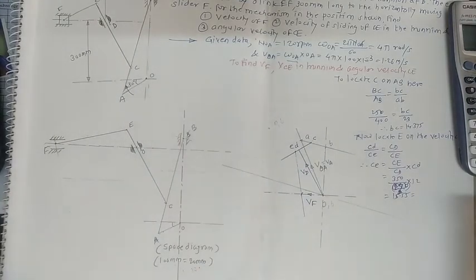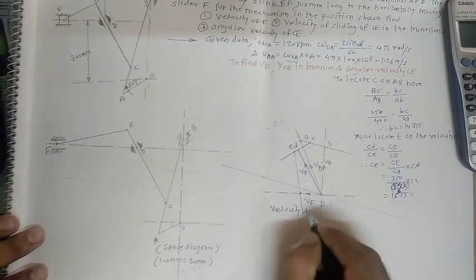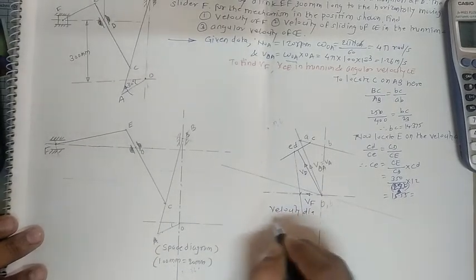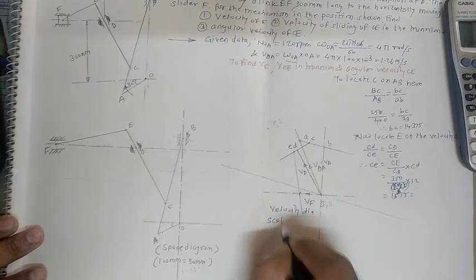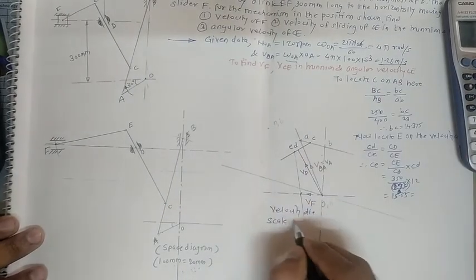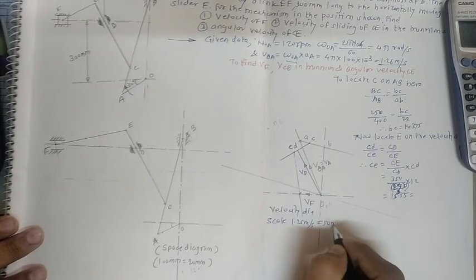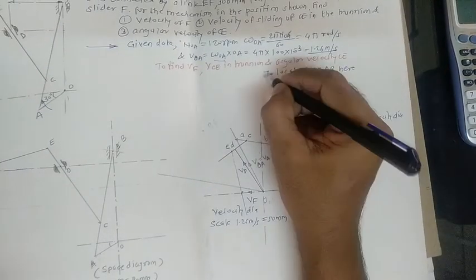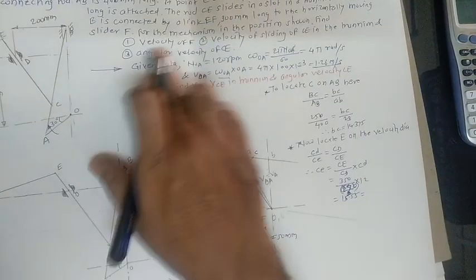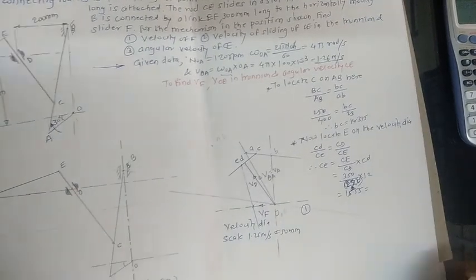This is about our velocity diagram. This indicate the velocity diagram. What's about the scale? Scale we are considered as for this 1.26 meter per second we are taken as 50 mm. Now our first target is to get the velocity of the F. First point, velocity of F.